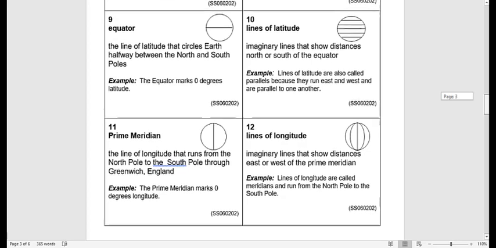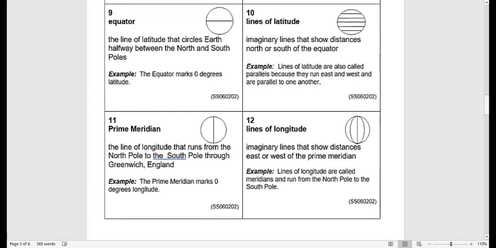Word card number 9, equator. The line of latitude that circles Earth halfway between the North and South poles. Example, the equator marks 0 degrees latitude. So again, like I was saying before, the equator is that major line of latitude. It runs right down the middle of our globe horizontally, and it's marked 0 degrees. So we can't say the equator is 0 degrees north or 0 degrees south, right? It's just 0 degrees.